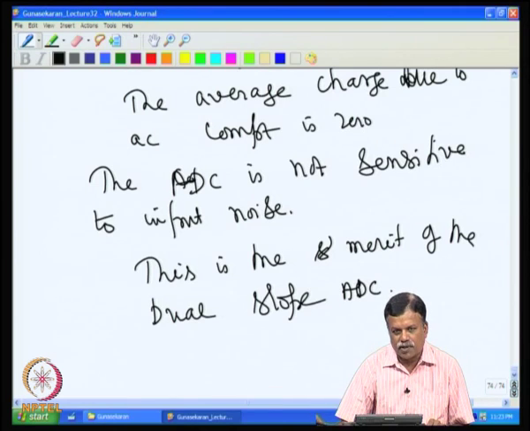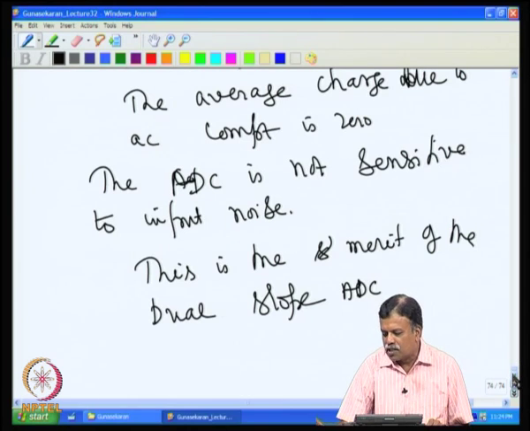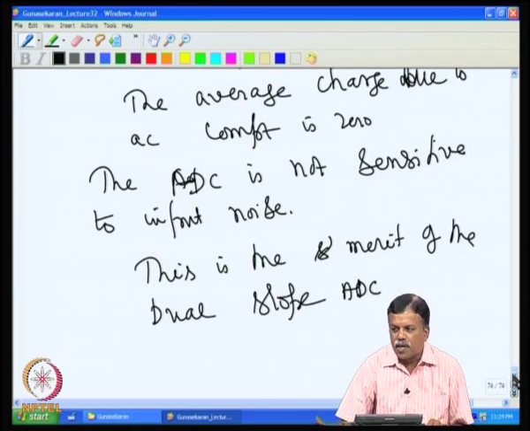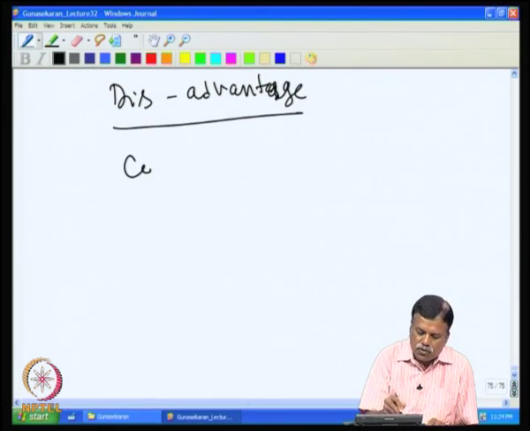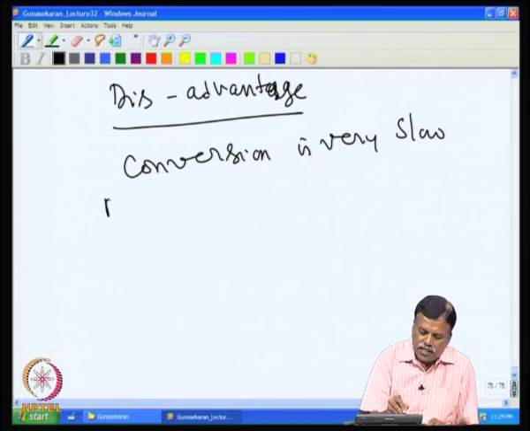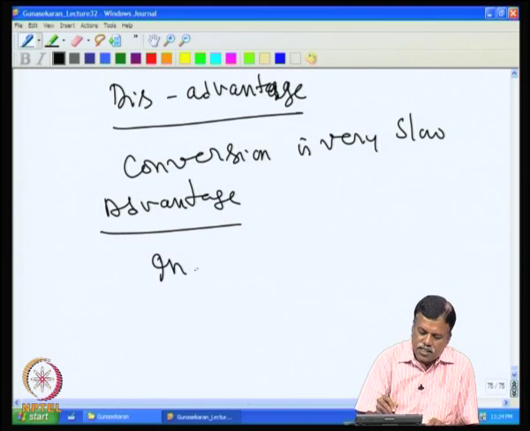So, this kind of converter is very good from the noise rejection point of view, but it is very slow, because you have to charge for an integral multiple of the noise time period, and then you also have to wait some time to discharge. So, the conversion is very slow. That is the disadvantage. The advantage is that it is insensitive to noise.